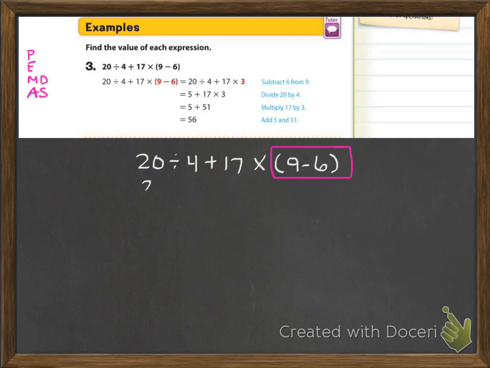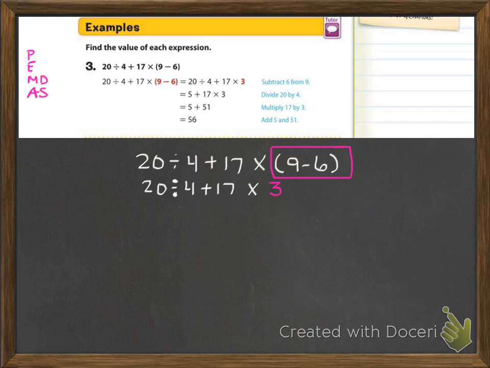You're going to copy everything else that is not part of what is boxed, just as it is. So 20 divided by 4 plus 17 times, now I'm going to change colors back to pink. 9 minus 6 is 3, so I'm going to put a 3 there. Now I'm going to put a box around whatever I'm processing next. So, are there any exponents? No. Is there any multiplication or division?